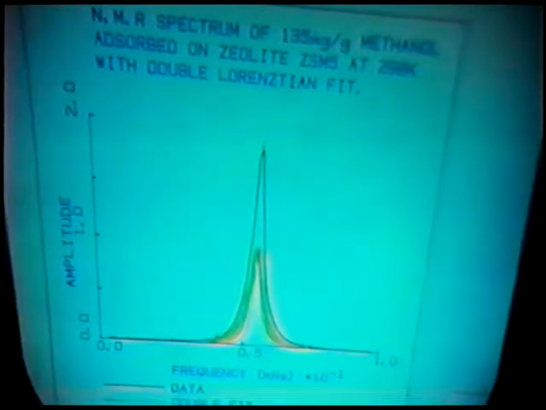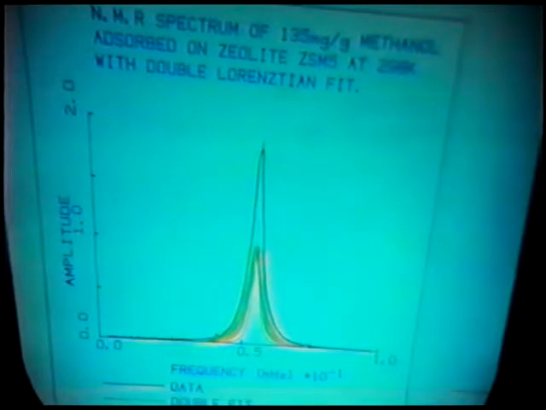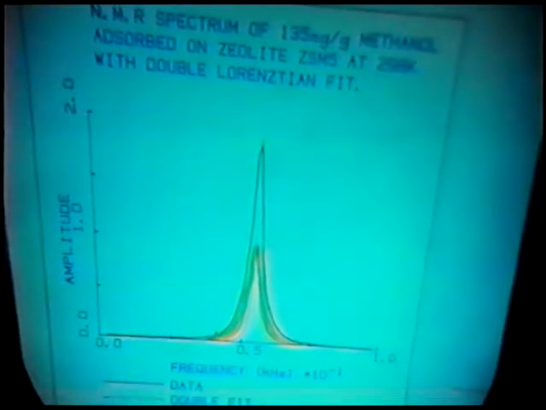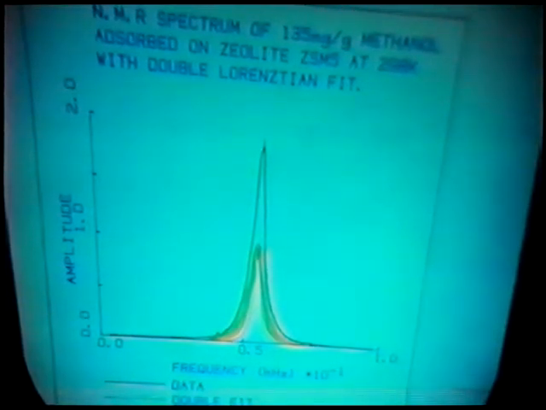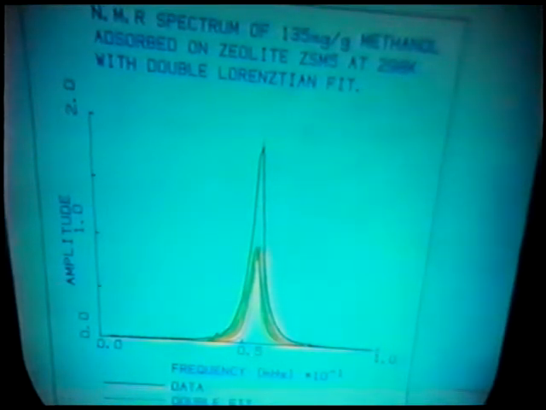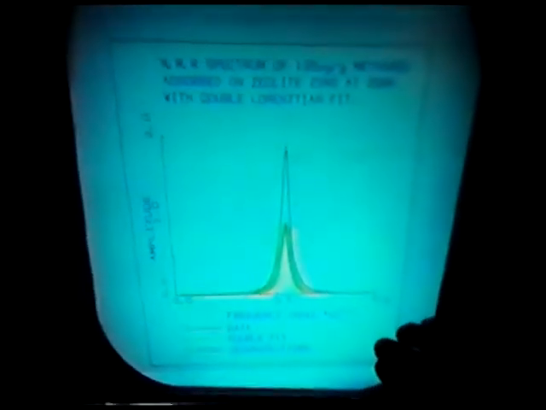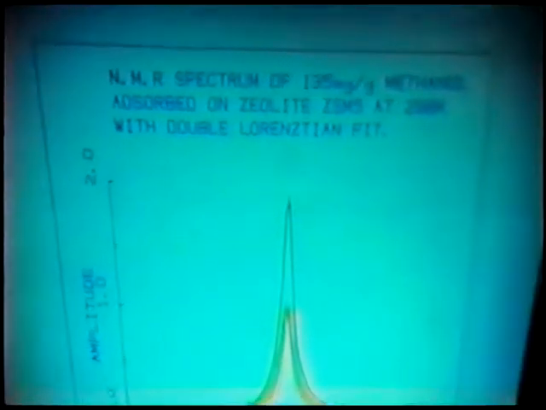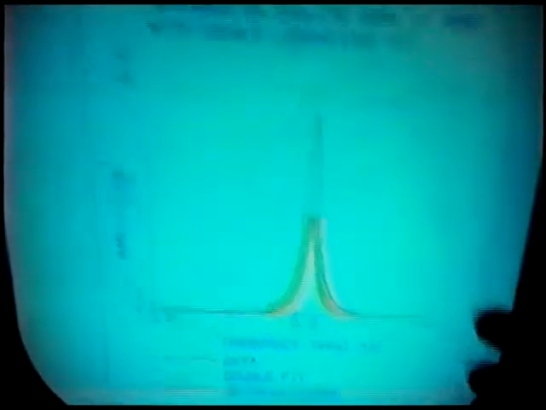Fitting it to a double Lorentzian peak worked quite well, and you can see the green line goes through the red line, or the red line goes through the green line, really quite well. That's a double fit. It's missing at the top, but that's a digitization error. So this gave us the idea that we're seeing two components in this system. One we think is inside the zeolite, and one is outside. And the line widths tend to confirm that, because the width of these lines gives you some idea of mobility. So the narrow line, we believe, is outside, and the broad line is inside.